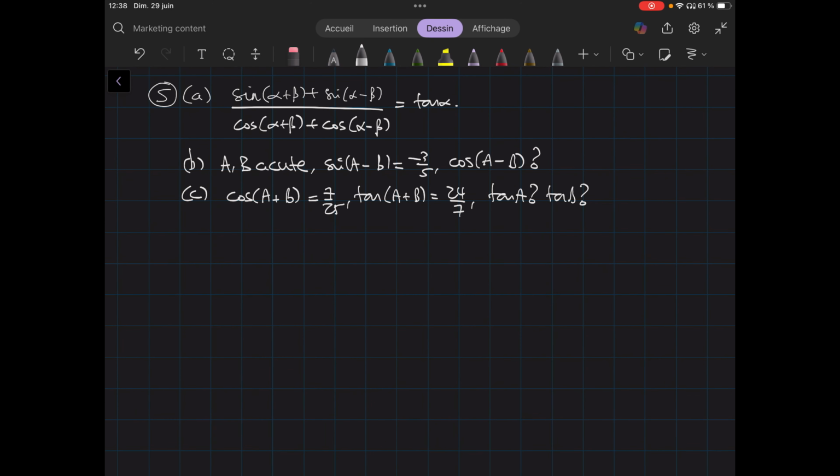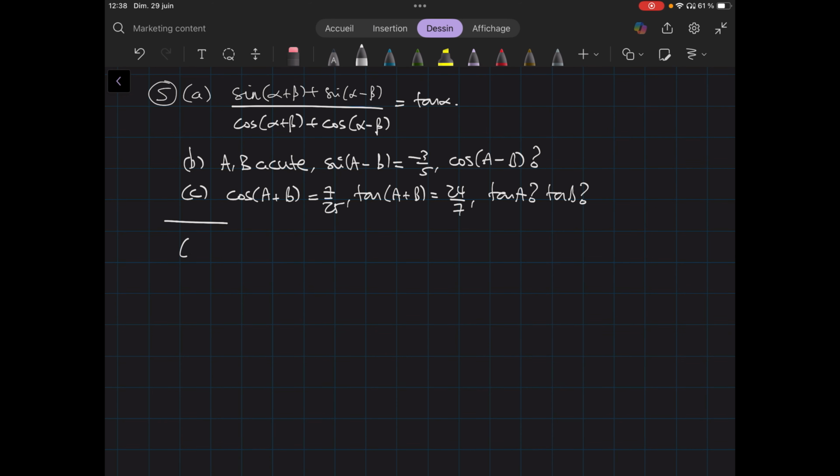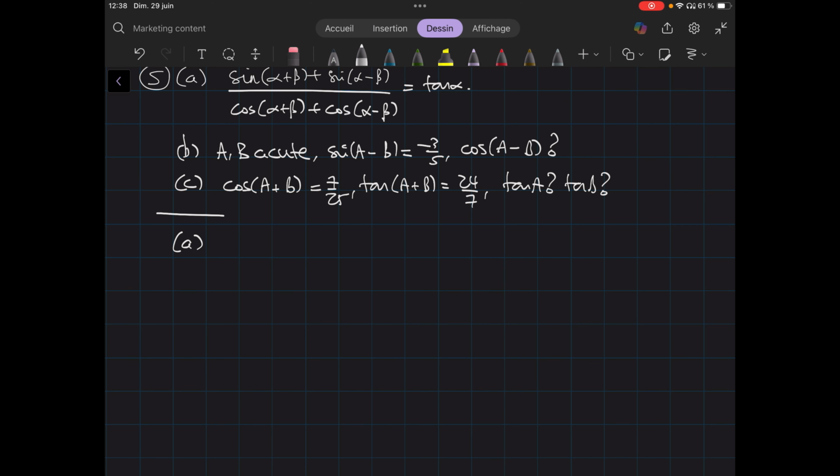Question 5. This is a rather fun question on compound angle formulae. So, let's get started. Part A. Part A is pretty tame. All you gotta do is a bit of brute forcing, and you shall get to the final answer.